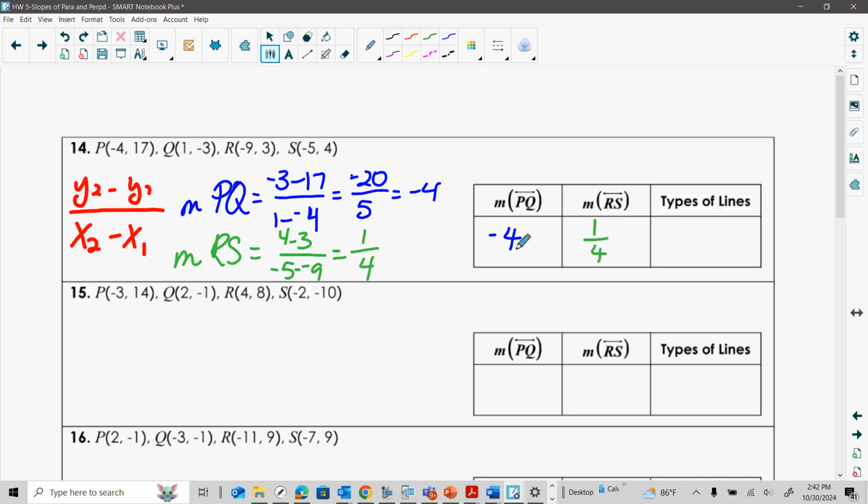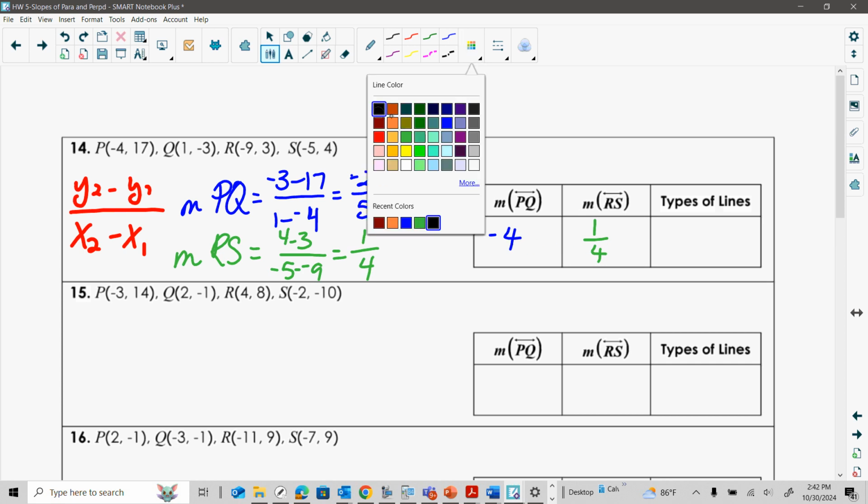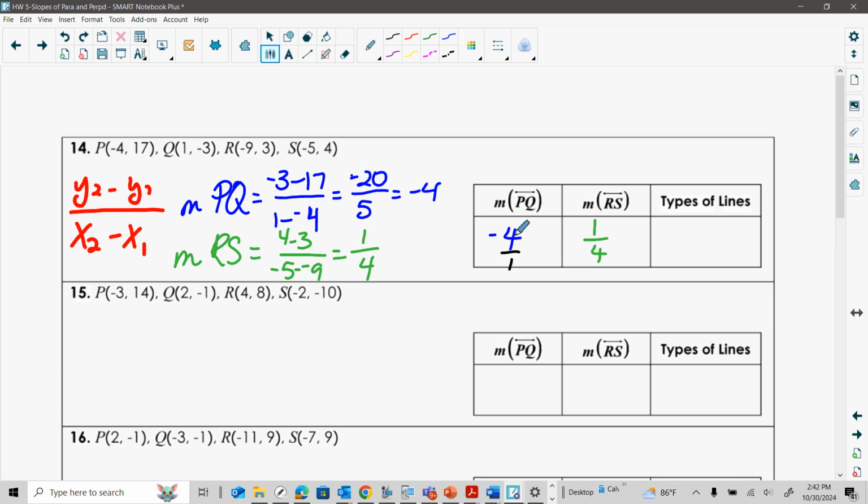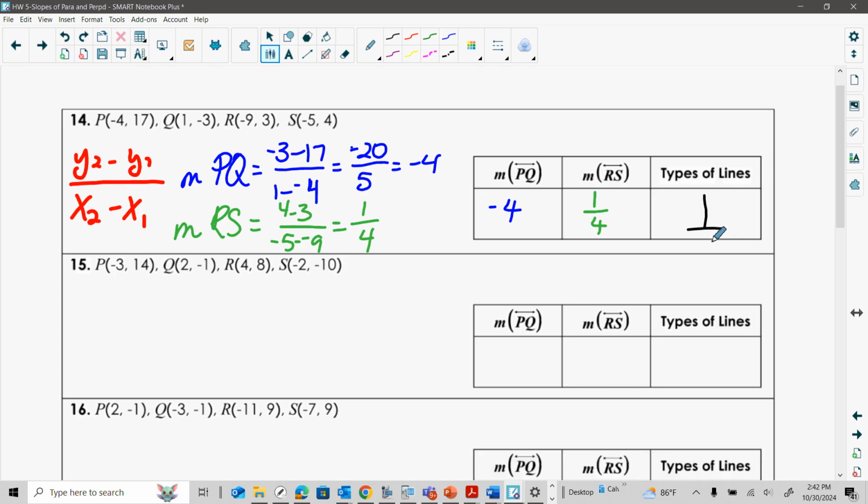And then because these are opposite reciprocals, because remember your 4 is like saying 4 over 1, and then when I flip it, it would be 1 over 4, and I change the sign. So these lines are perpendicular. And you can put the upside down T as the symbol.